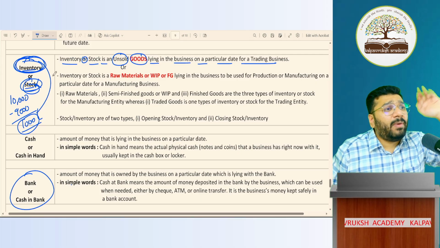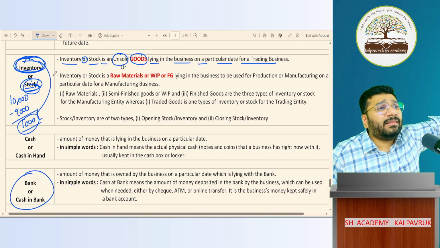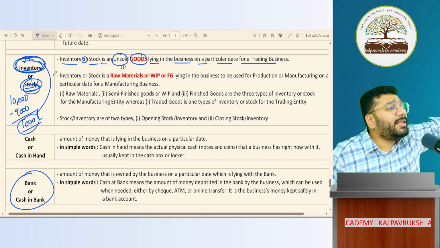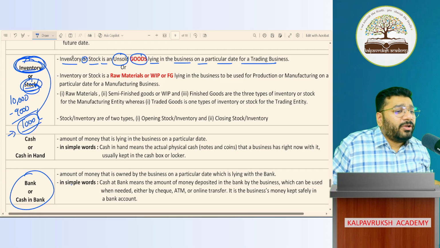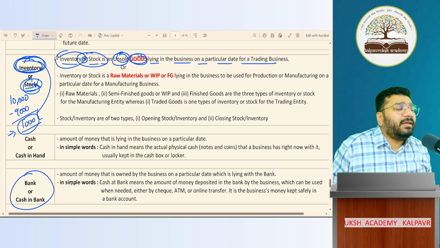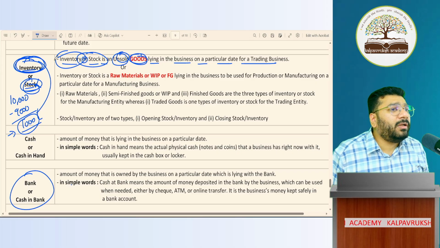I purchased how many mobile phones? 10,000. How many sold? 9,000. How many unsold? So this 1,000 items which are lying unsold in the business are called inventory or stock. Got it, not got it?